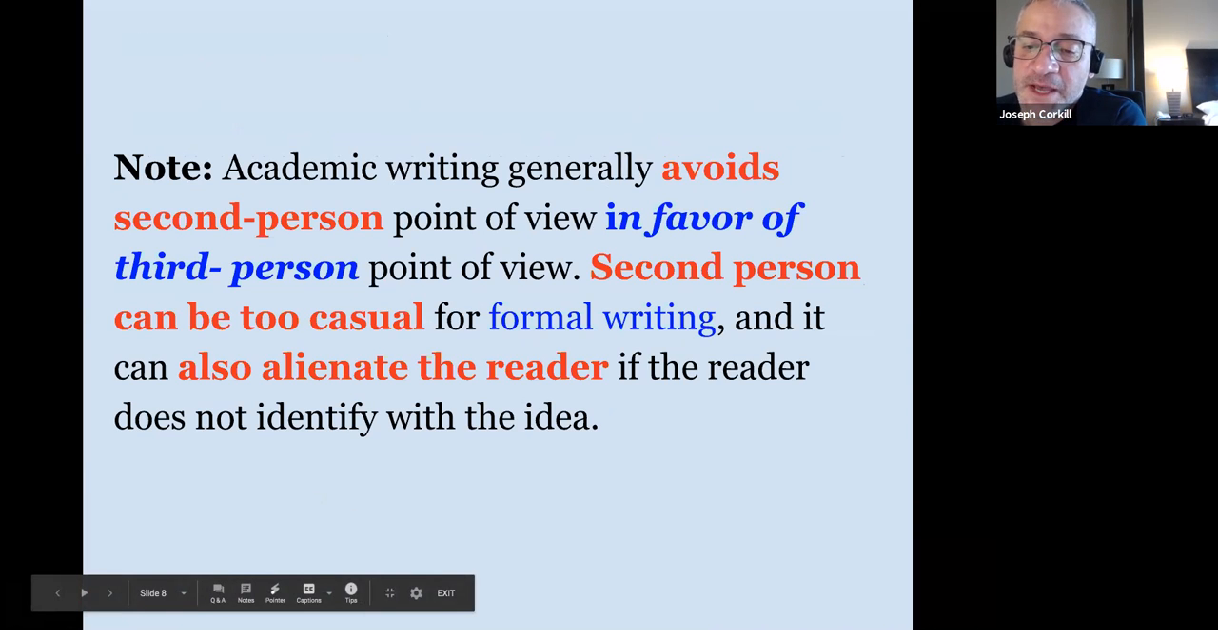So remember, a text analysis response is a formal type of writing. Right? You're not addressing your paper to one person, the reader. You're addressing it to society, to humanity, to all the readers.